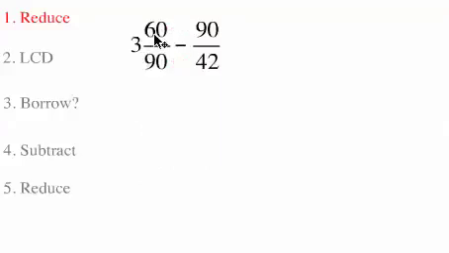Here's a question. We have 3 and 60/90ths, take away 90/42, and I want to reduce. So we have the 5 steps of subtracting fractions, and the first step is reducing. So I'm going to look for something that goes into the top number and the bottom number in each case.